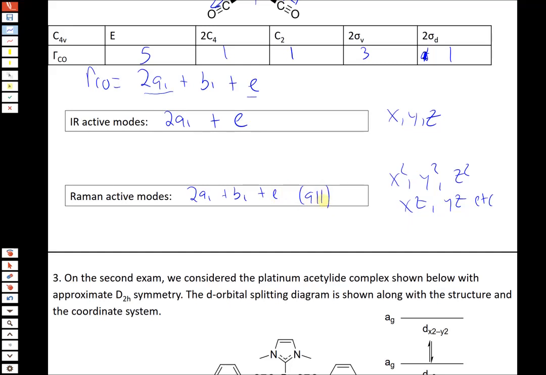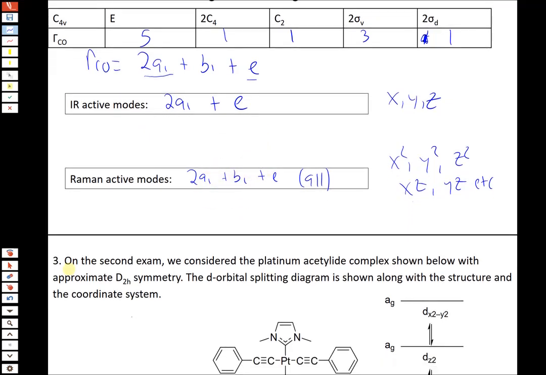Okay, there is no A2 mode, so if you wrote A2 there, that would not be correct. A2 is not Raman active anyway, but the rest of the three modes are all Raman. And there's also no B2 modes, so you have to only count modes that are actually present, but all of the ones that are present are Raman active.